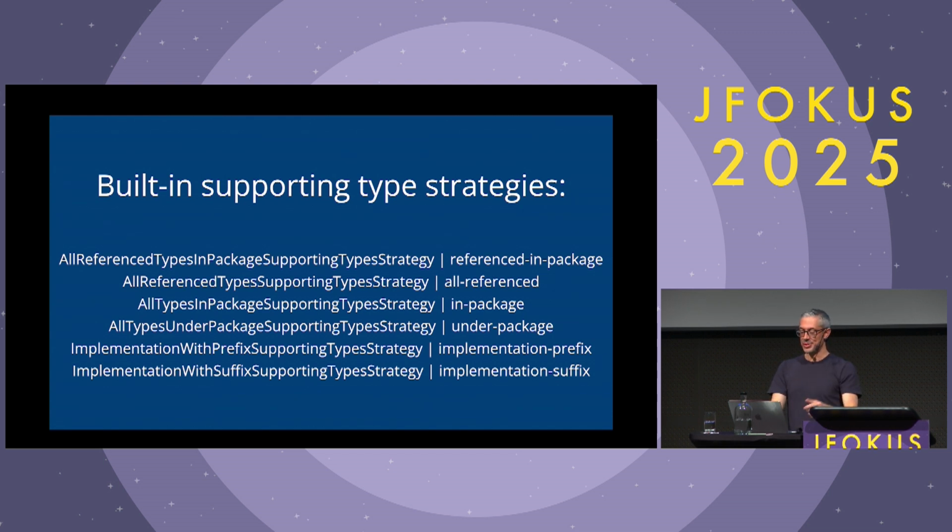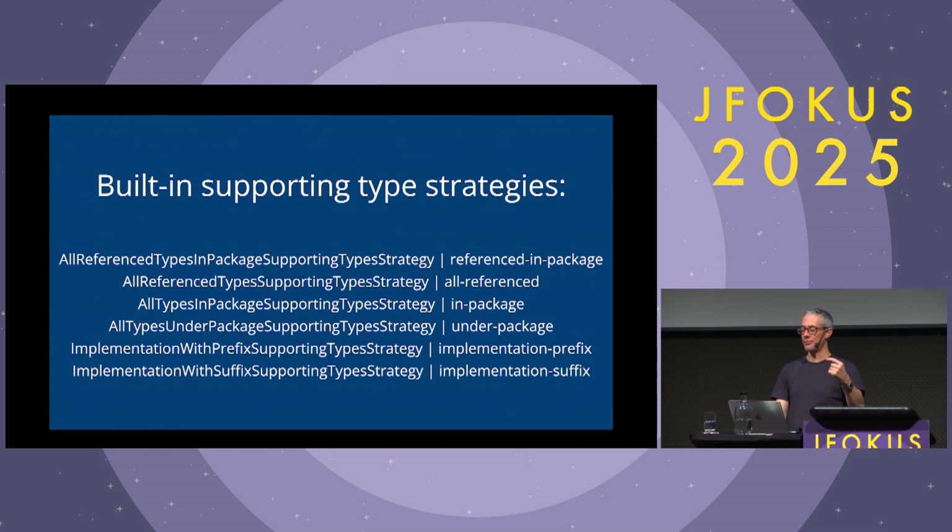So the built-in strategies include looking for all of the referenced types inside a particular package. You could look at all referenced types across your entire code base. These may or may not work depending on how clean or messy your code base is, of course. You could look at all types in the package and all types under the package. Those two strategies are particularly useful for Spring Modulith because Spring Modulith basically says here's your app package and every sub package represents a module. So those strategies can be used to identify Spring Modulith modules.